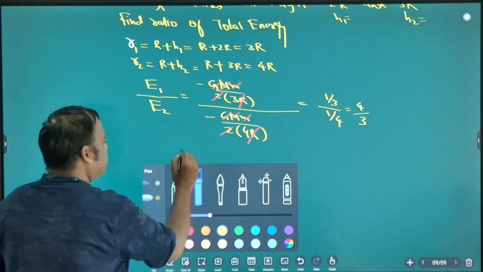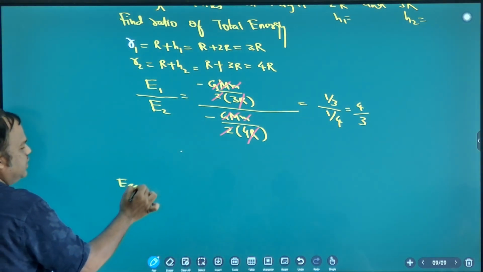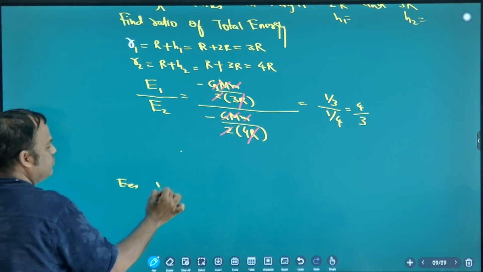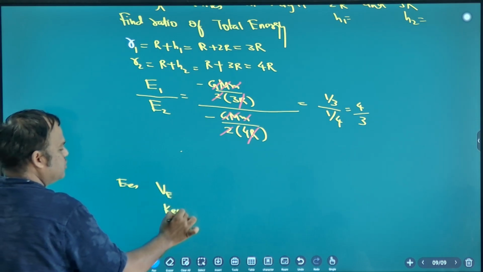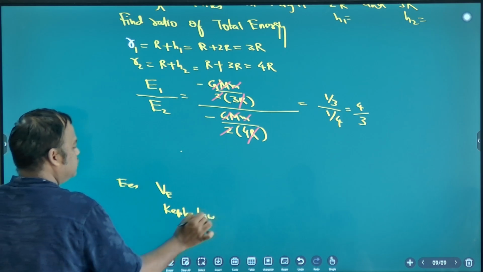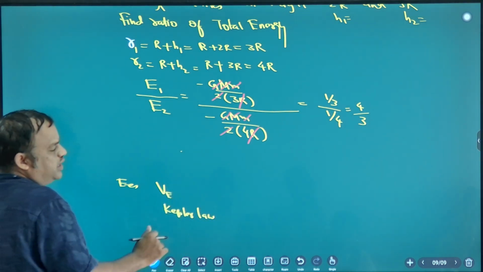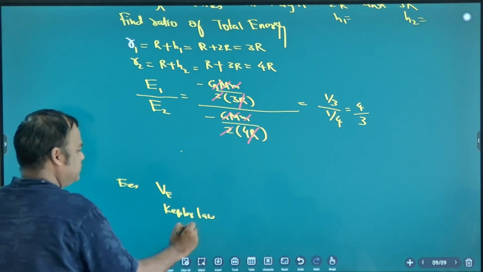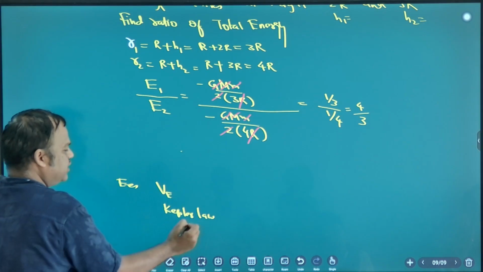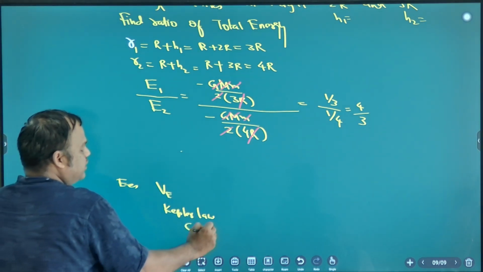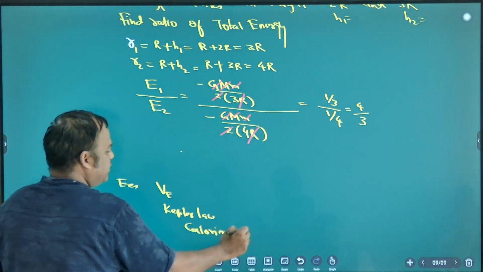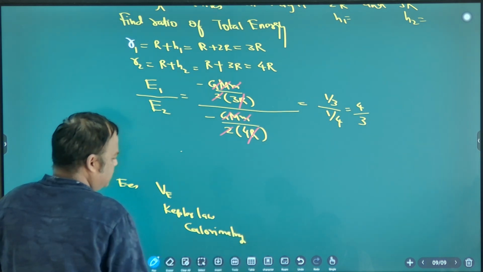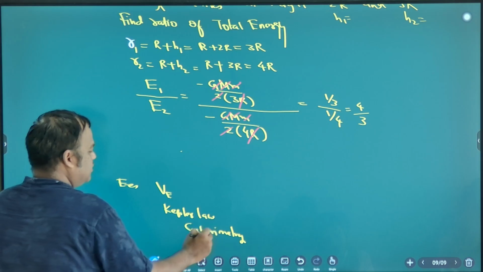Escape speed I will teach. I will complete escape speed today, and Kepler law also. Then this chapter is finished. Then today only I will start calorimetry, continuing up to 11:15. Calorimetry and thermal expansion we can start.